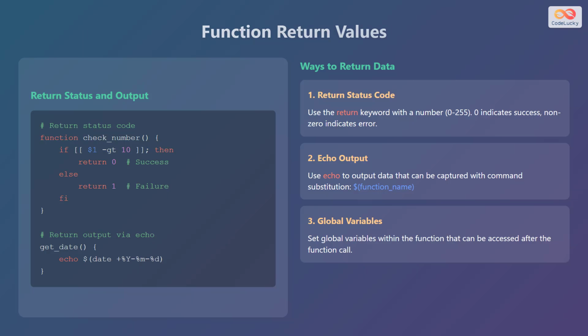The second way is by using echo output. Use the echo command to output data from the function. This output can be captured using command substitution. The third way is by utilizing global variables. You can set a global variable within a function, which can then be accessed outside the function.